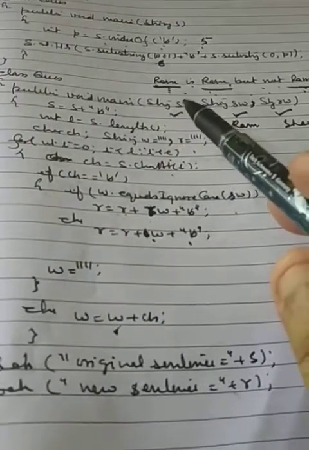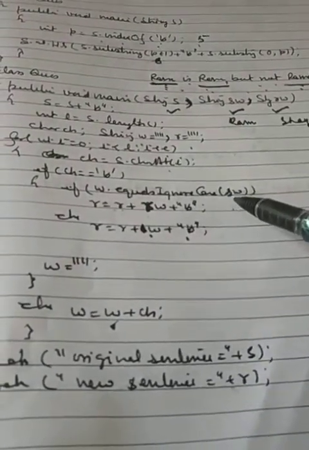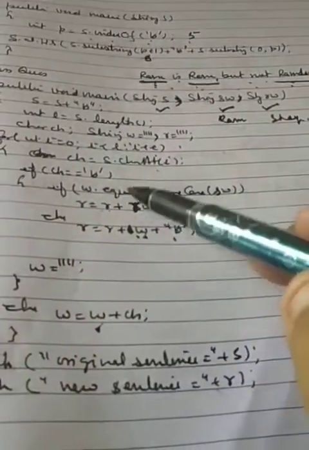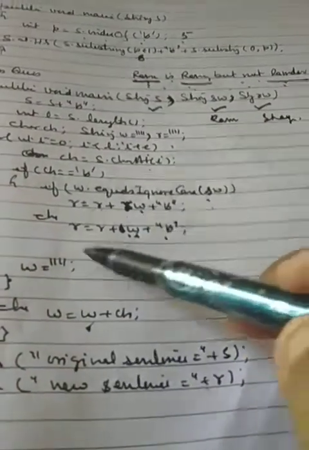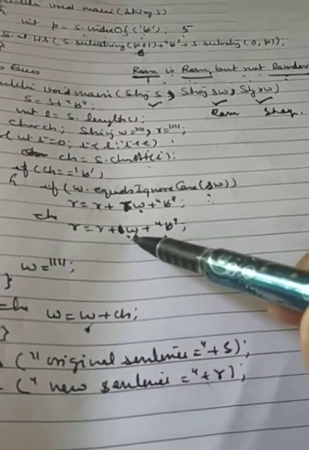The next word you will get is "is". It is not equal to Ram, then you have added "is" only. Then the next word you get is Ram, equals to Ram, yes, then you have added Shyam. The next word you will get is "but", not equal to Ram, then you have added "but" only.